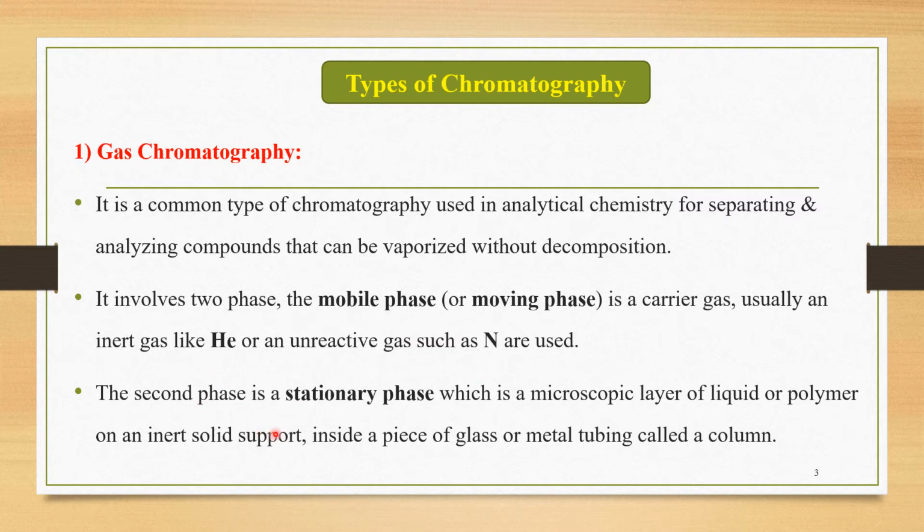The second phase is the stationary phase, which is a microscopic layer of liquid or polymer or an inert solid support inside a piece of glass or metal tubing called a column. The second phase is nothing but the stationary phase, which in general is called the column. So this gas chromatography consists of two phases. One is a mobile phase and the second one is a stationary phase.